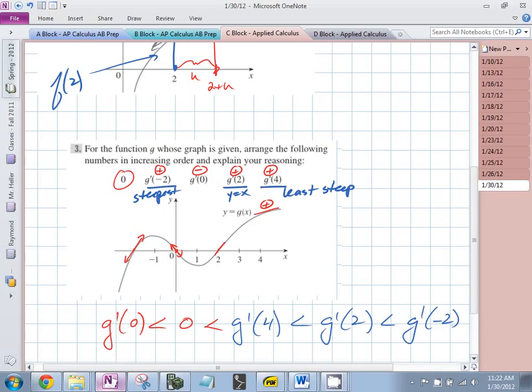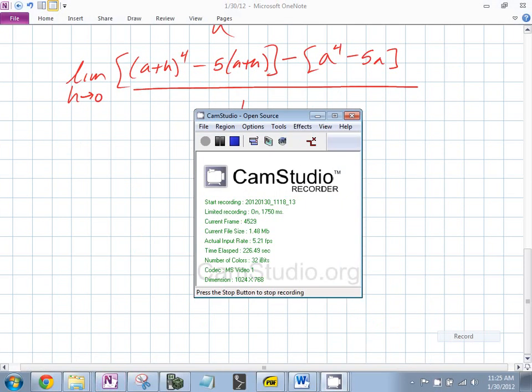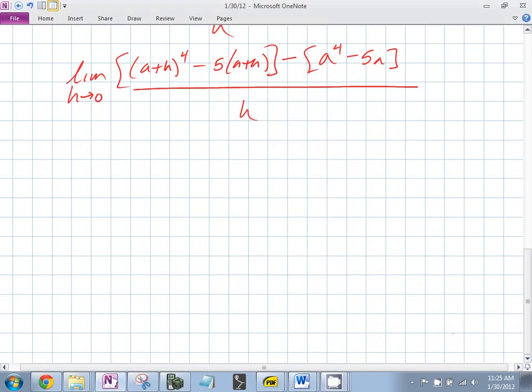It's about 2, it's about 1, right? It should be clear enough. They're never going to give you a comparison where you can't tell. They're not going to do that to you. Okay, let's move on. I would regroup as such. I would do a plus h to the 4th minus a to the 4th minus 5a plus h plus 5a.